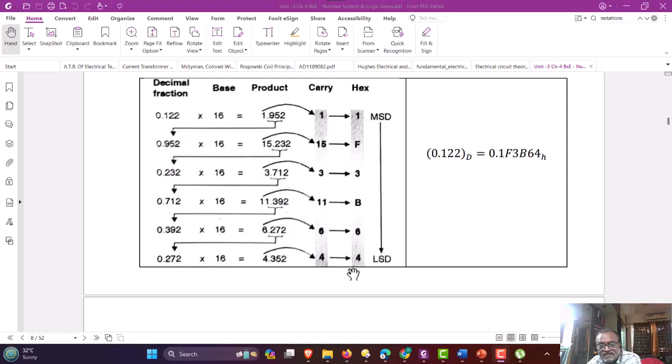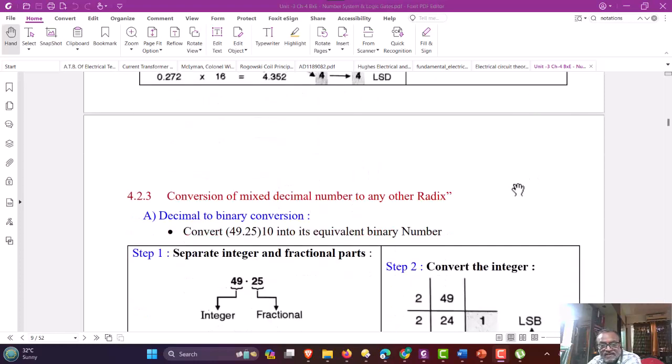Once the process is complete, the first remainder will be treated as the MS digit and the last remainder will be treated as the LS digit. So go on writing the digits from MSD to LSD from left to right after the decimal point as shown. So the number becomes 0.11 decimal equal to 0.1F3B64H. This way, the hexadecimal conversion can be done.